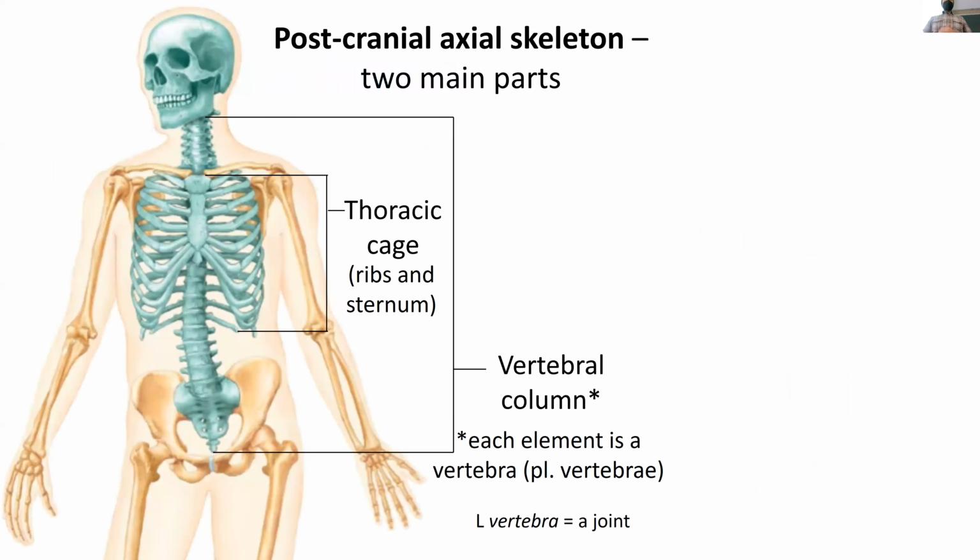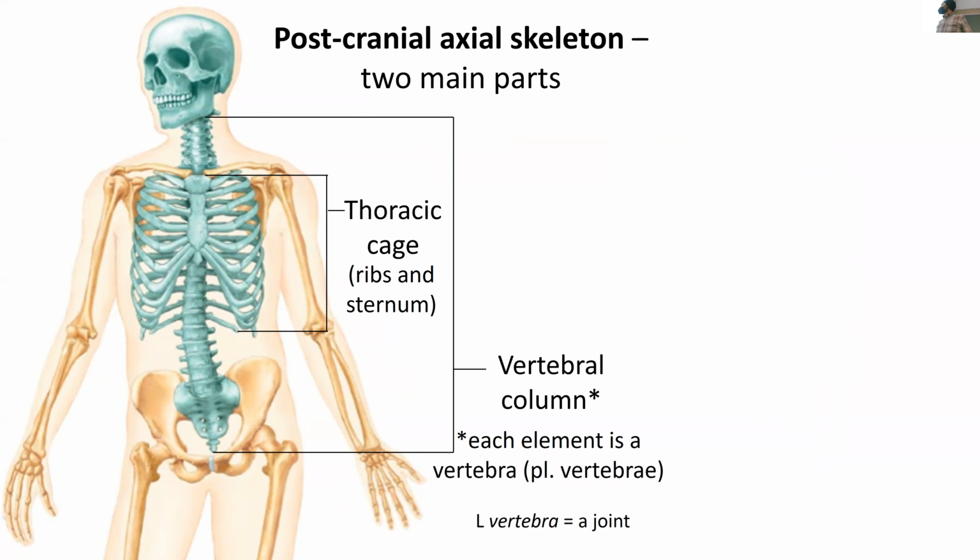So let's look at this on another diagram. You can see here the postcranial axial skeleton. Everything you see in this lighter color is the axial skeleton, so we're looking at everything past the head. It's composed of two parts. We have the thoracic cage, which is your ribs and your sternum, and then we have your vertebral column, which is all the bones going down to the coccyx. The vertebral column is broken into segmented bones called your vertebrae.